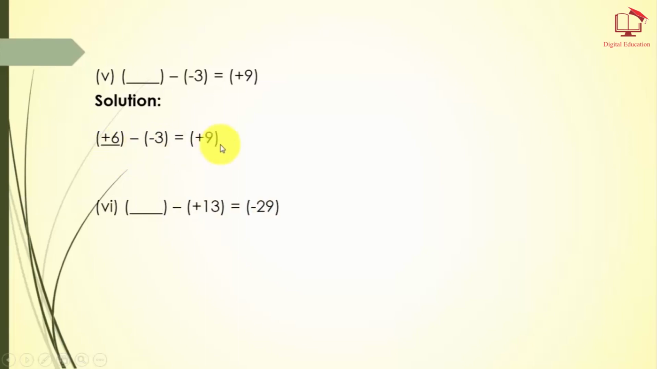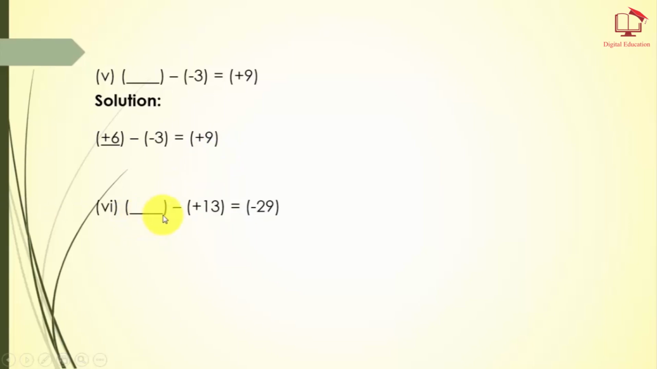Part number 5. Here you can see a blank space. We have minus and again minus 3 is equal to positive 9. We have to fill in the blanks. If we write here positive 6, you know that minus minus we have positive, and positive 3 and positive 6 we have positive 9.